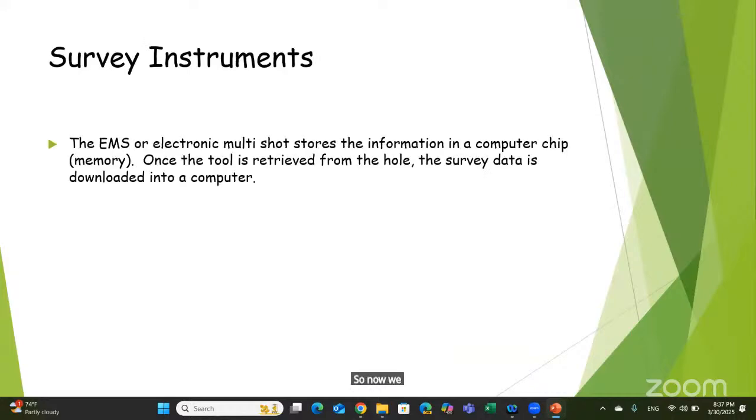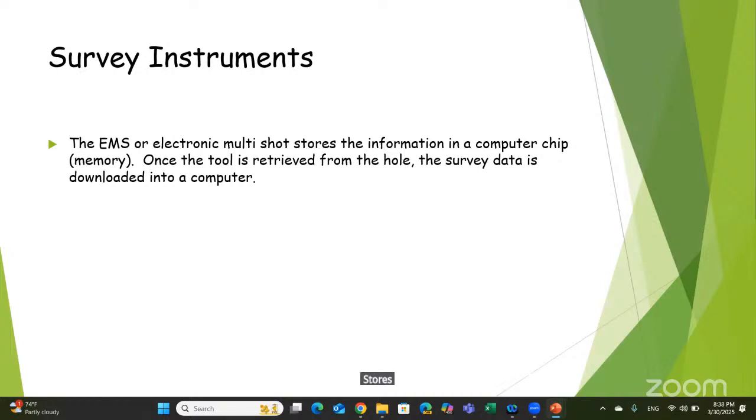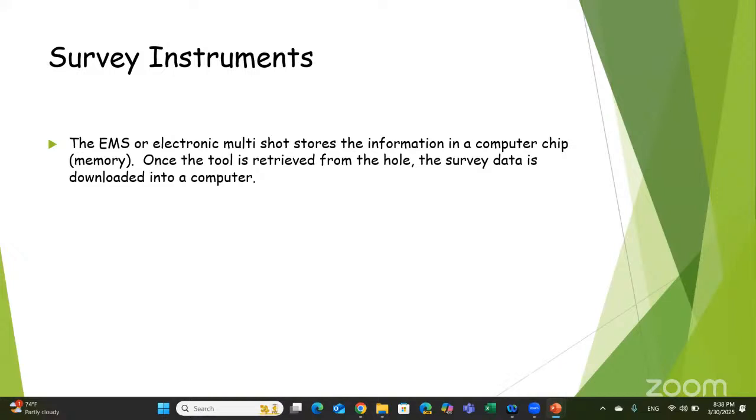For the survey instruments, we have the EMS, which is electronic multi-shot, which stores the information in a computer chip like a memory. So once the tool is retrieved from the hole, the survey data is downloaded into a computer, which is called EMS or electronic multi-shot.